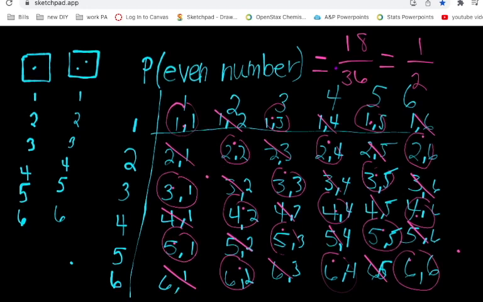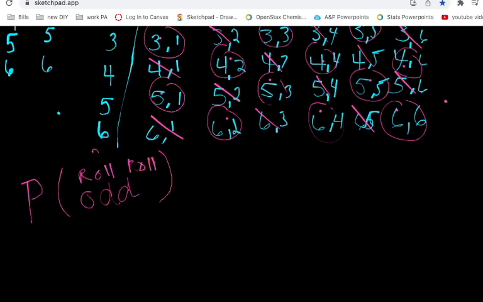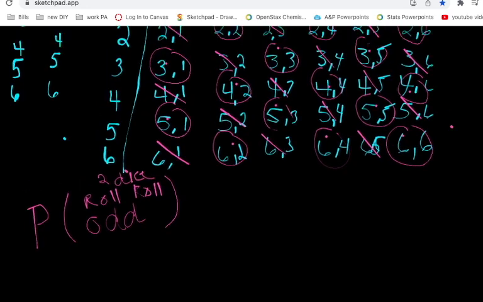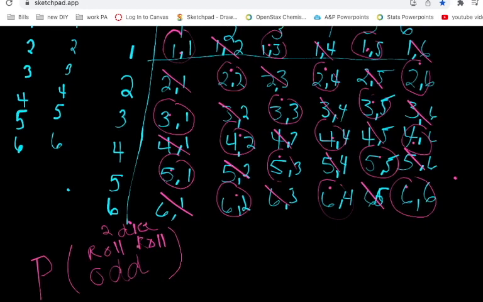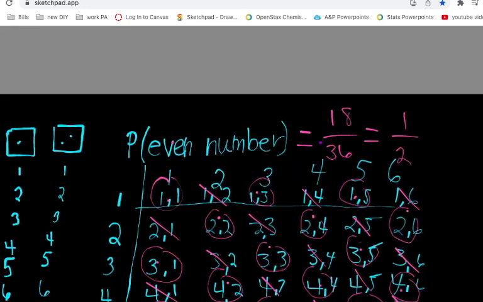Now we could go and ask another question. Well, what then is the probability of having an odd with a roll? Well, you could go back and count up all of the odds, but having it be an odd is the same as saying it's not even. So what's the probability of it not being even?